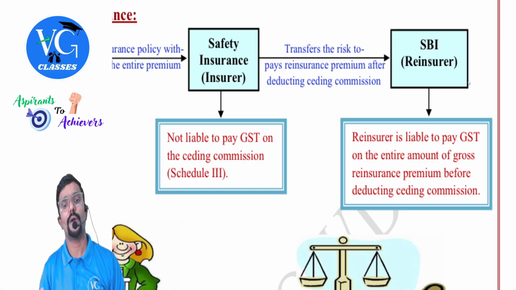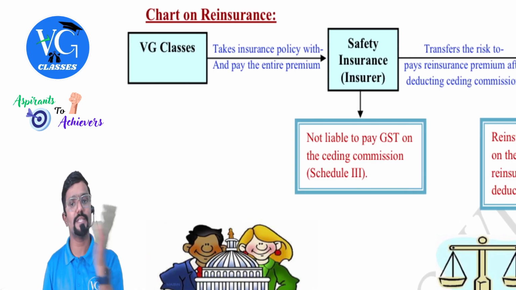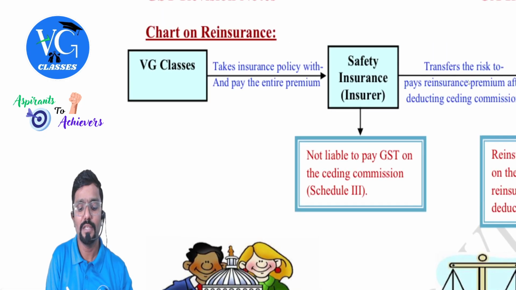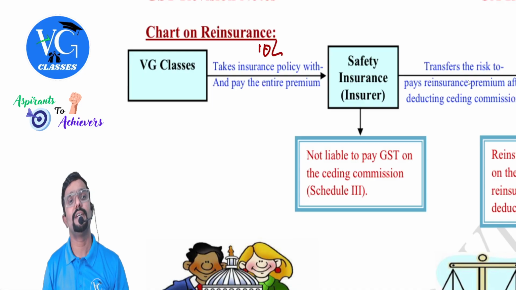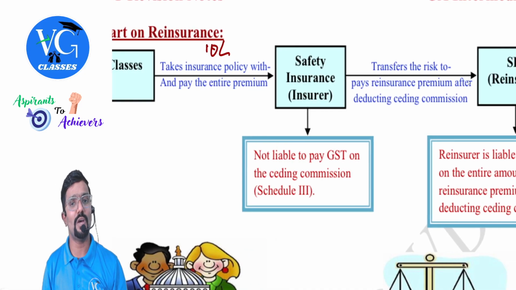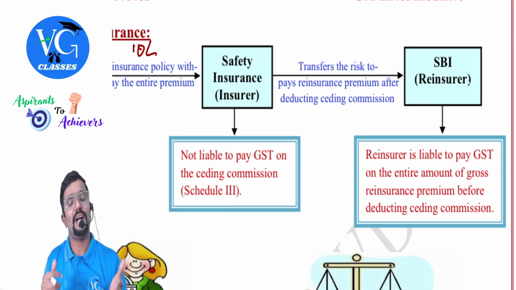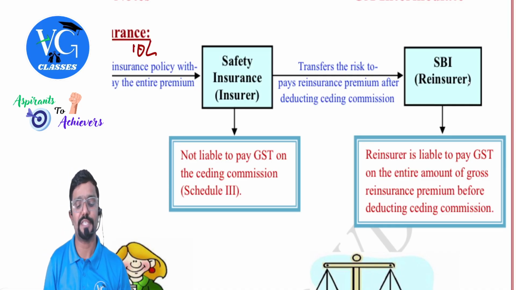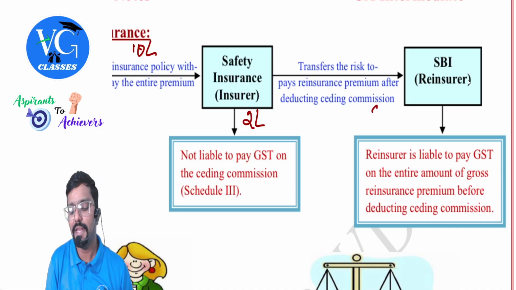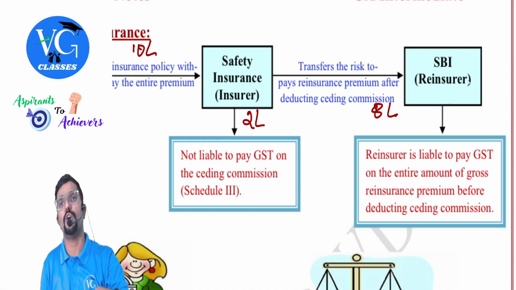Ceding commission. Okay, what is that ceding commission? I will tell you. Now, guys, who will pay premium to whom? VG classes to Safety Insurance. Let us imagine the insurance premium itself is 10 lakh, because the policy amount is 10 crore. Now, Safety Insurance is the one who initially accepted the risk, right? So they have got the client and they have shifted it to SBI. So they should also get something, right? Assume they are taking 20%. How much is that? 2 lakh. Remaining 8 lakh, they will give it to SBI. How much is ceding commission, guys? 2 lakh. That is how much Safety Insurance got.